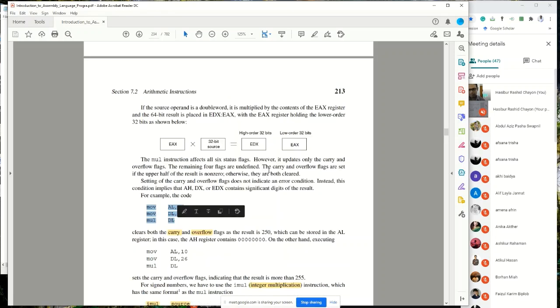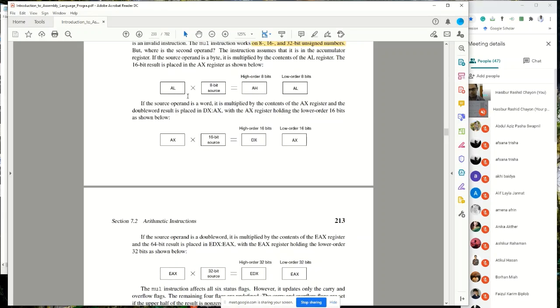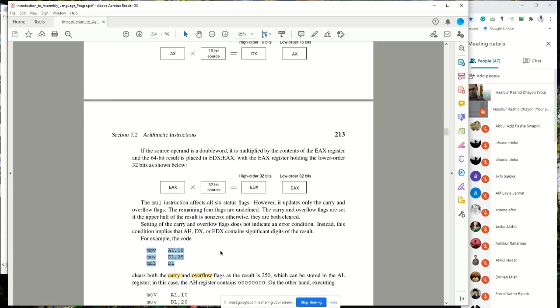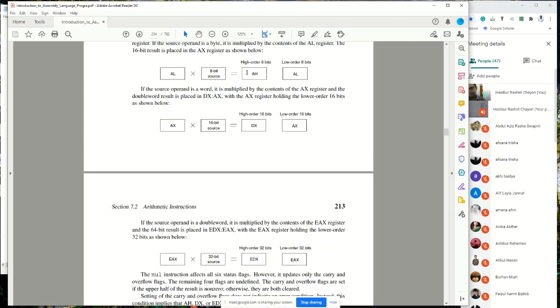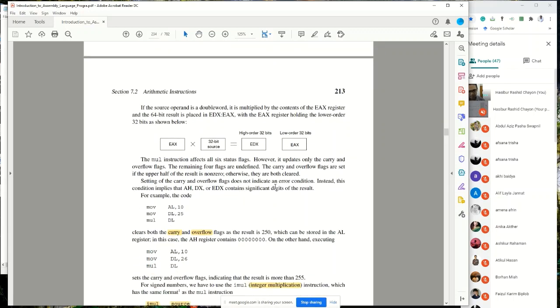So according to the rule, remember, this is 8-bit. So according to the rule of 8-bit, we are going to store the lower part of the result of 250, if you convert into binary, into the AL register, and the higher part will be stored into the AH register. Fine. And both of them are 8-bit. But the question is, if you have 8-bit, listen carefully, what is the maximum number you can store into an 8-bit register in a decimal number?